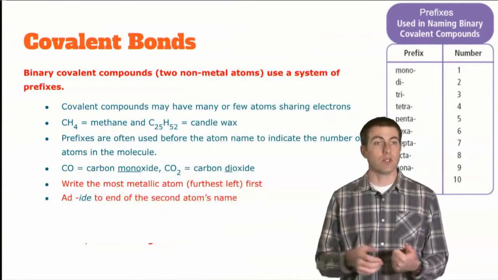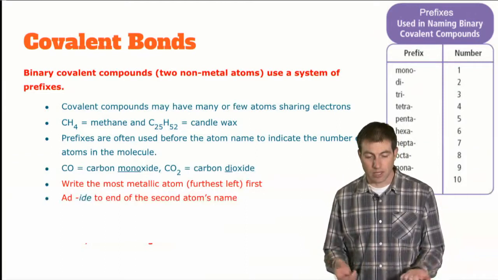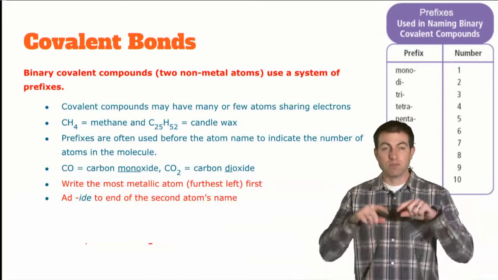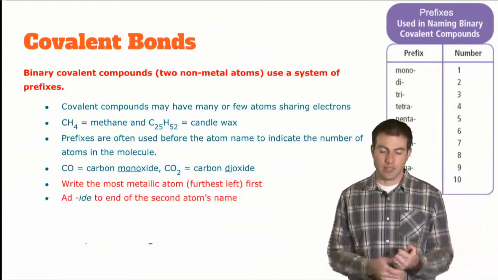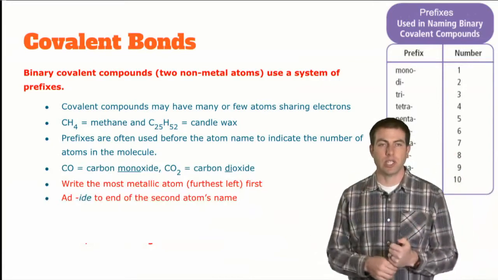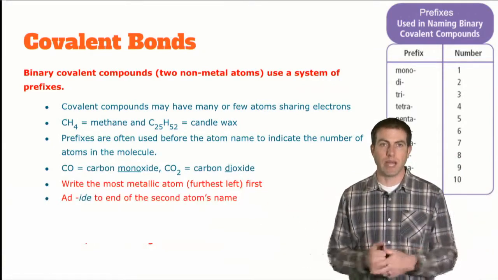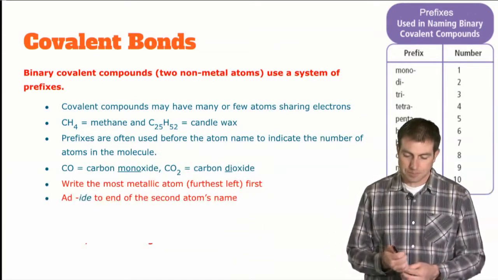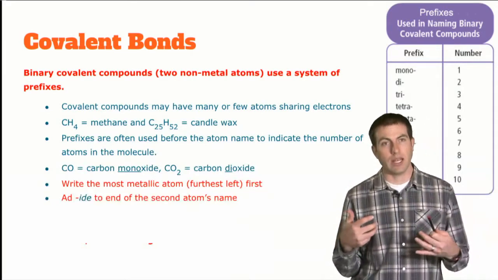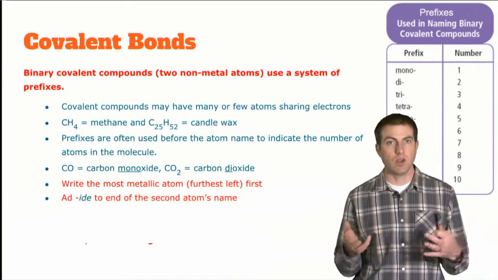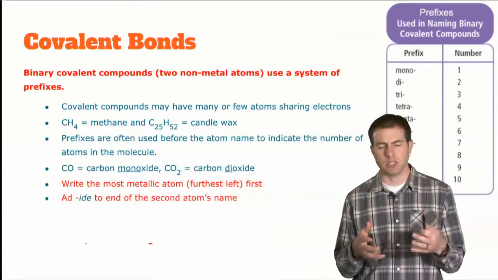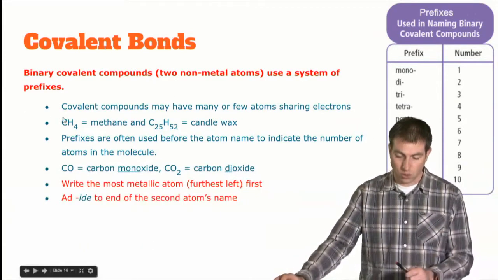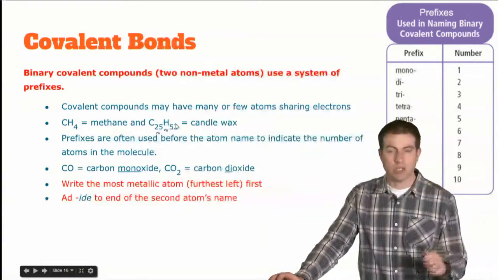So CH4 is methane, C2H6 is ethane, C25H52 is candle wax. So we can have these really, really long chains of carbons, and hanging off of them is a bunch of hydrogens, and we can just make them bigger and bigger and bigger. And they're really common. And there's lots of everyday things that are hydrocarbons, which is what we're talking about here. So the compound changes depending on how many atoms are there. So we have CH4 and C25H52, different things.